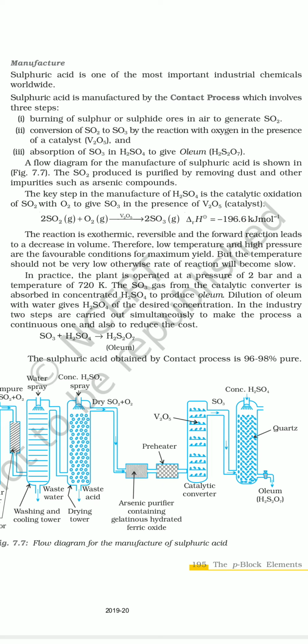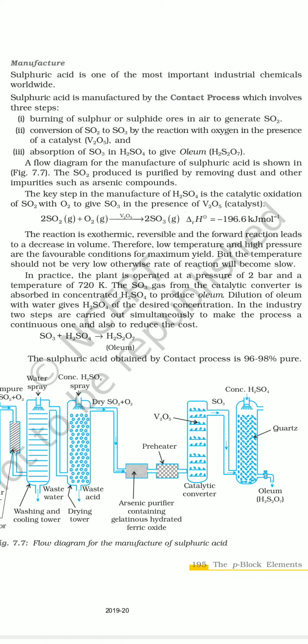So these are the three steps in the contact process. The first is the burning of sulfur to get SO2. Second is conversion of SO2 to SO3 in presence of catalyst, that is vanadium pentoxide, and in this reaction a large amount of heat is also evolved. And the third step is absorption of sulfur trioxide in sulfuric acid to give oleum. And from oleum we get sulfuric acid of any desired concentration.